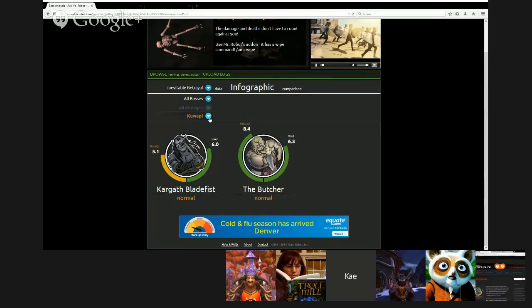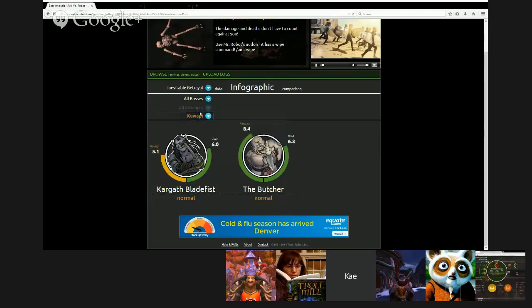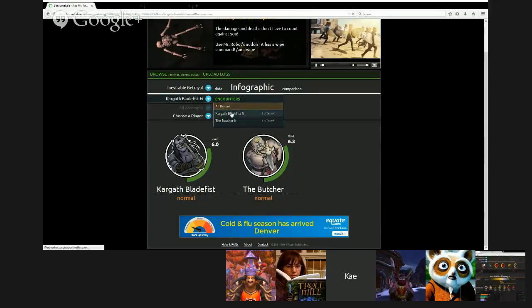Now, one of the problems you run into is that once you select a character, you really can't move off of that. They don't have the ability to let you deselect your character. So what you have to do is basically just go back, and then you can start off where you wanted to go. Now, we can start looking at Kargath.